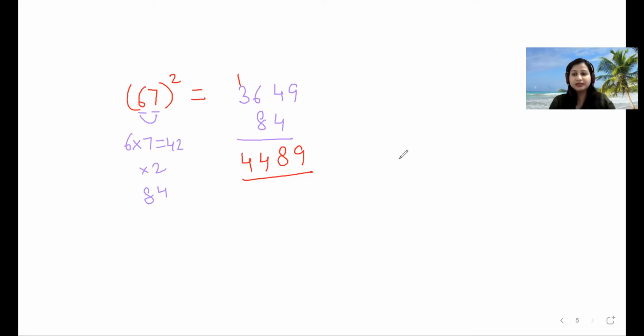Now, let's see the trick for numbers which have 5 in the unit place. It's going to be quite easy again. Suppose I'm taking the number 35, square of 35. First of all, we'll fix the last part, that is 5 square, 25. This is fixed in all numbers which have 5 as the unit place.